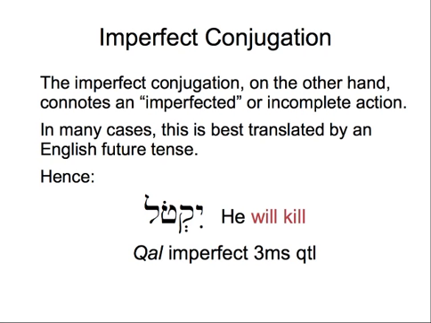To look at the imperfect conjugation: if the perfect tense denotes a perfected action, a perfected aspect, the imperfect shows an imperfected or incomplete action, which means we'll be looking at future tense. That's usually the best translation when we see this. Hence, yiktol is "he will kill," something that will happen in the future, a Qal imperfect third masculine singular.